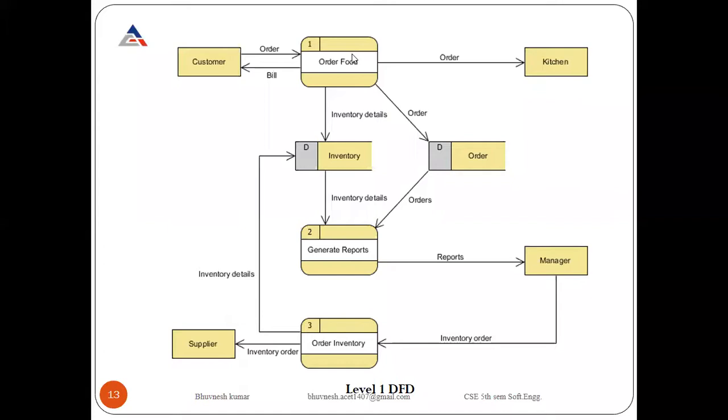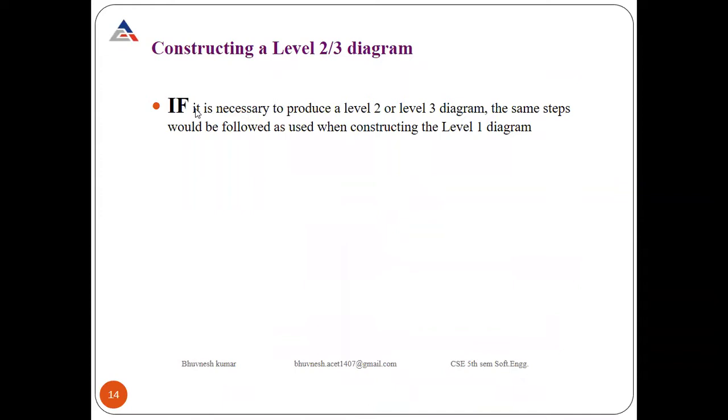After drawing level 1, we can go for level 2 and level 3. If it is necessary to produce level 2 and level 3 diagrams, the same steps are followed as when constructing level 1. If your project is lengthy, then we go for level 2 or level 3. If it is small, then only draw up to level 1. And that is all about DFD.